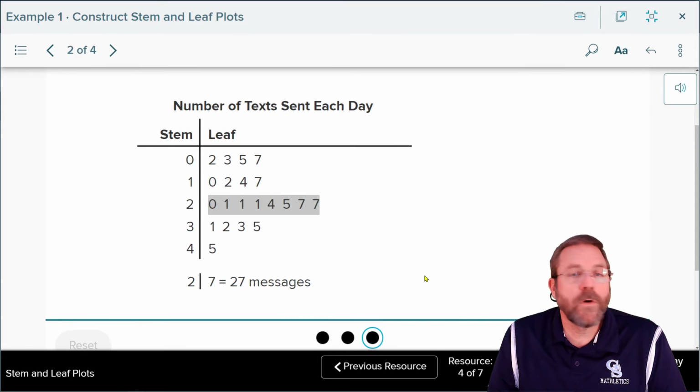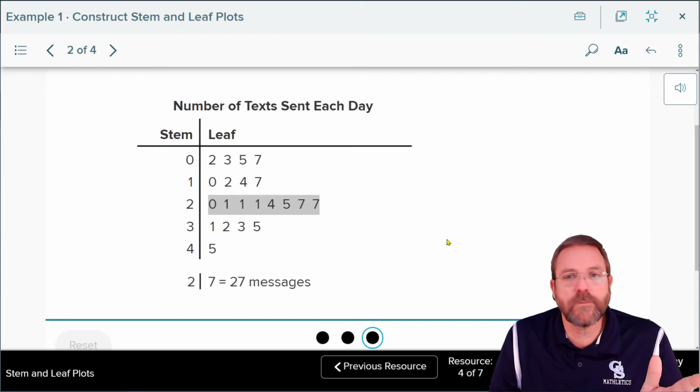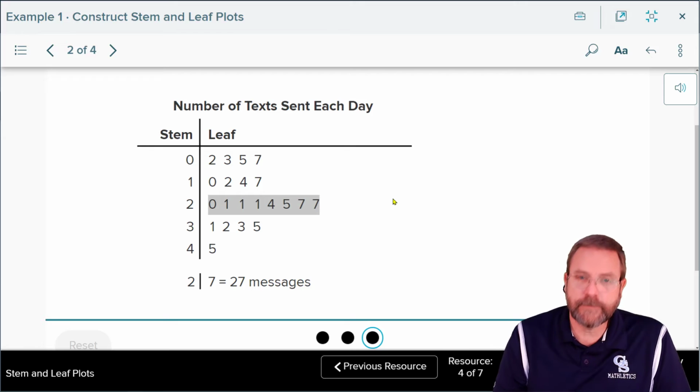And then if you wanted to know what the range was, the range would be the 45 minus 2, which means there's a 43-year gap between the youngest person on that, or the fewest number of texts, and the most number of texts. I keep thinking we're doing with the subway car again.